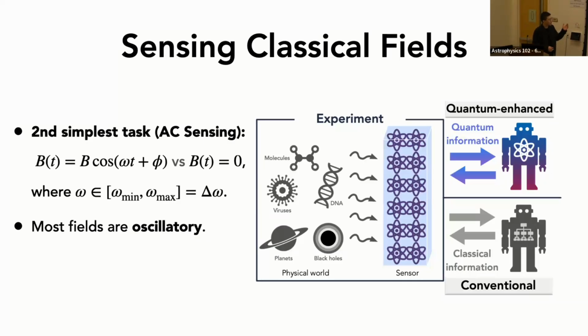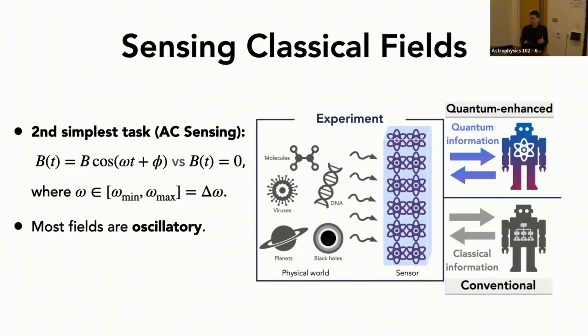So in the AC sensing setting, the field coming in would always be fluctuating as a cosine wave with some unknown frequency omega that belongs to some range, delta omega. One could consider applications where delta omega is very small, if we kind of know where the frequency is, or there are also applications where delta omega is extremely large, spanning multiple orders of magnitude, if we really have not much knowledge about where the frequency is. And there's also another parameter phi, which corresponds to the phase that's also unknown to us. But the goal here is similar to the previous one, and is to distinguish between whether there's a field coming in or there's no field.